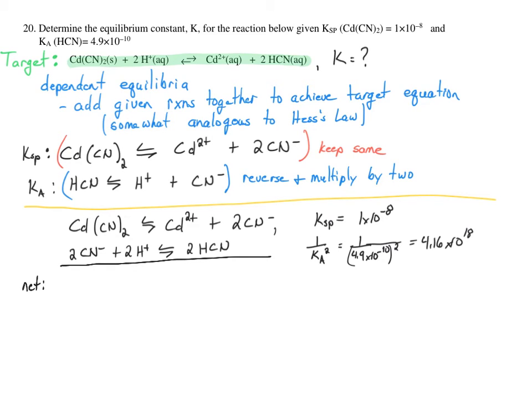We're going to add these two equations together to get our net equation. Everything on the reactant side stays on the reactant side. Products stay on the product side. However, we're going to make things a little bit easier on ourselves by noticing that the 2 cyanide ions are produced and then immediately consumed. Since we're adding these two reactions together to get a net equation, the value of K associated with the net equation is going to be equal to the product of this K with this K.